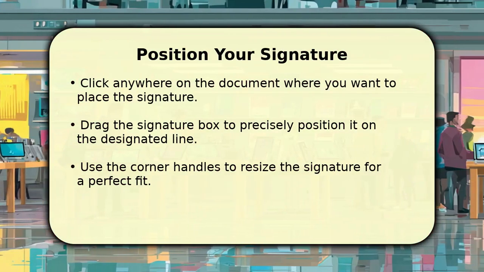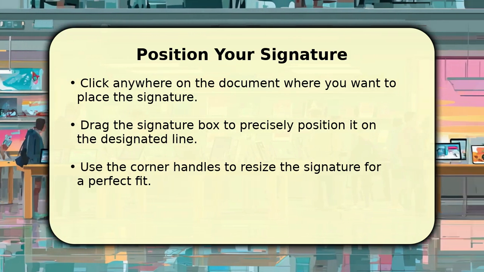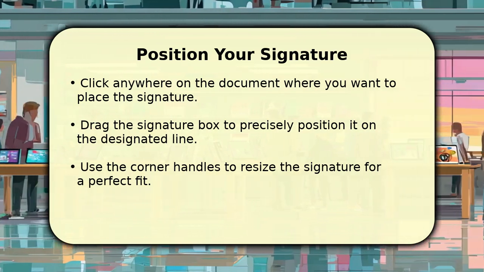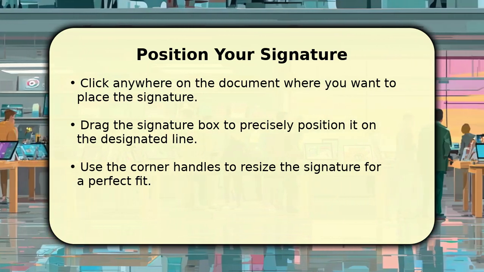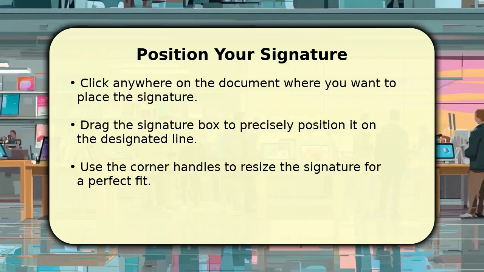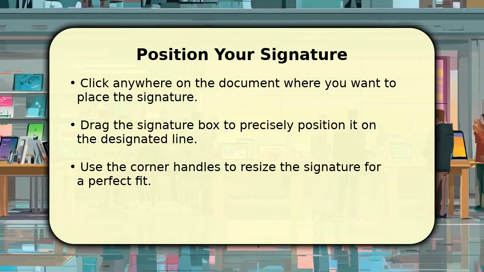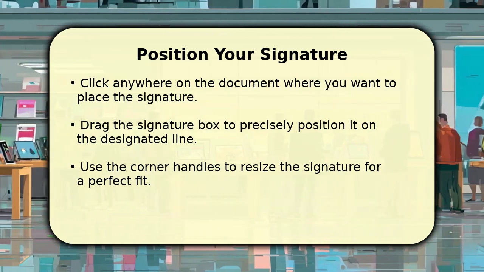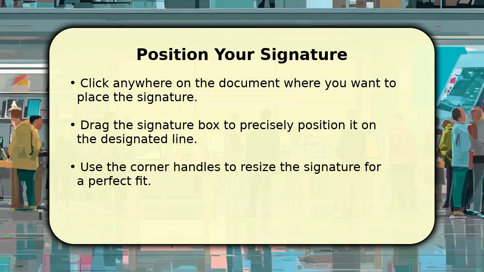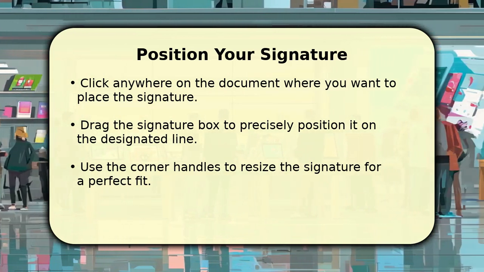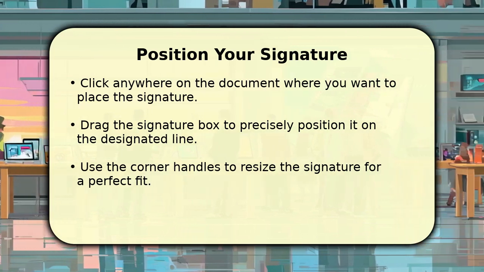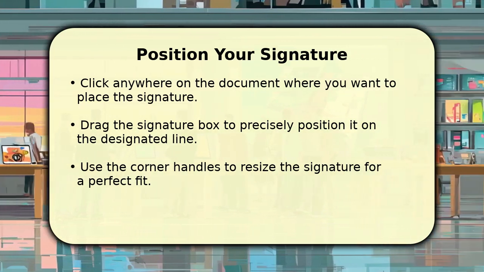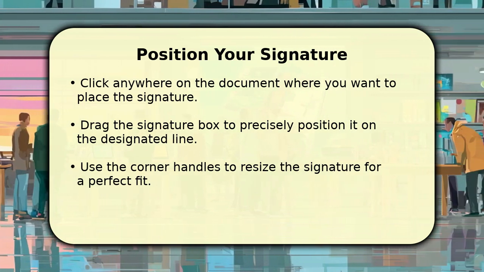Once your signature is created, simply click your mouse anywhere on the PDF document to place it. The signature will appear as a movable box. You can then easily drag this box to position your signature precisely onto the correct line or designated area. If it is too large or too small, use the small corner handles of the signature box to resize it until it fits perfectly. This allows for meticulous placement, ensuring your document looks professional and complete.